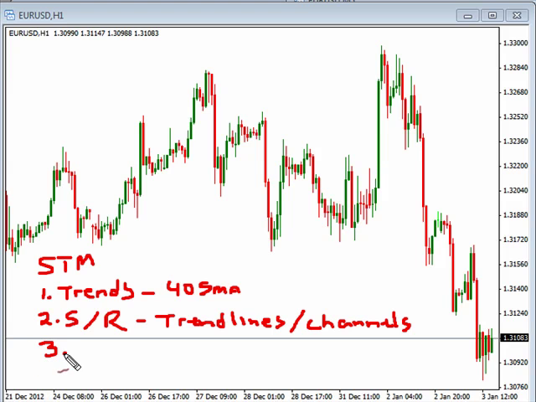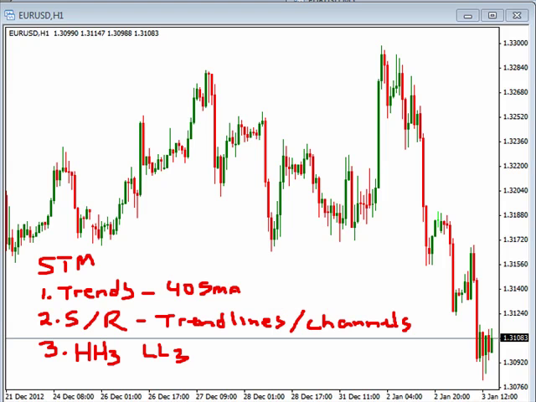Three, we're going to look for the move to happen above the HH3, or the highest high of the last three. That's going to be closed bars, or the LL3, the lowest low of the last three, depending on if it's an uptrend or a downtrend.